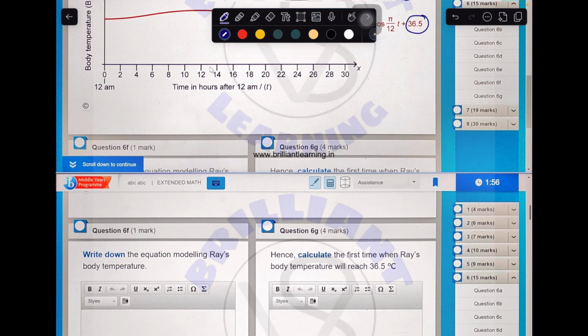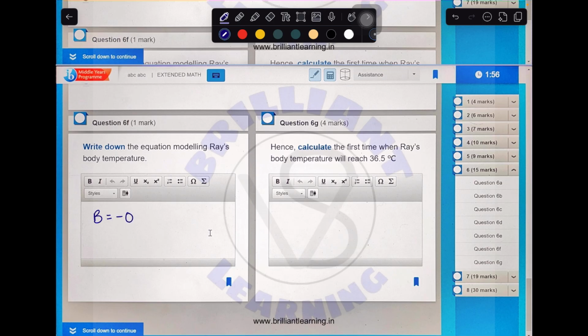Okay, I think it asks me this. Yeah, so you would have B is equal to minus 0.5 cos pi over 12 t plus 36.75. And then hence calculate the first time when Ray's body temperature will reach 36.5 degrees. So we want to set that equation that we just found equal to 36.5. So 36.5 is equal to negative 0.5 cos pi over 12t plus 36.75.